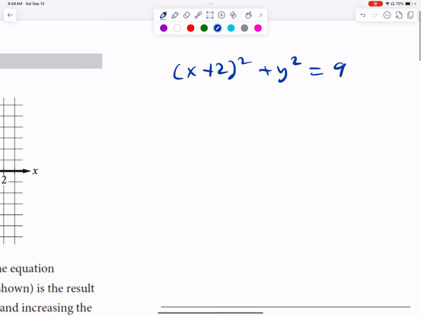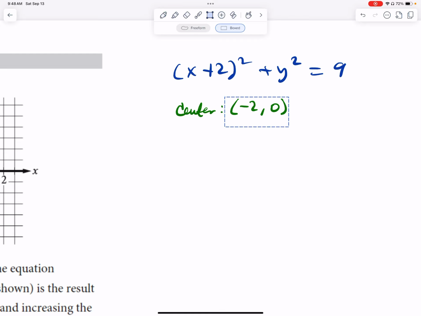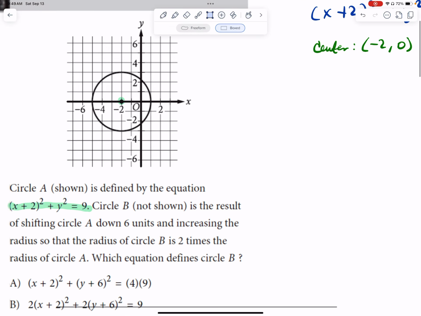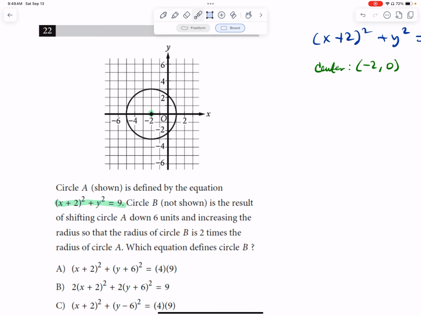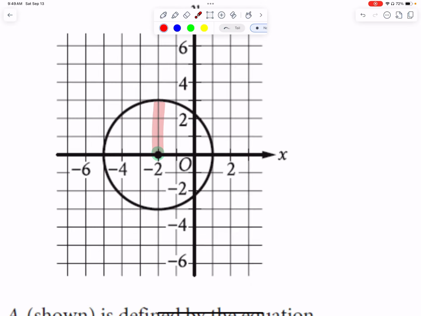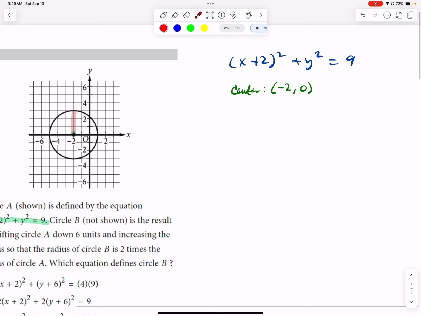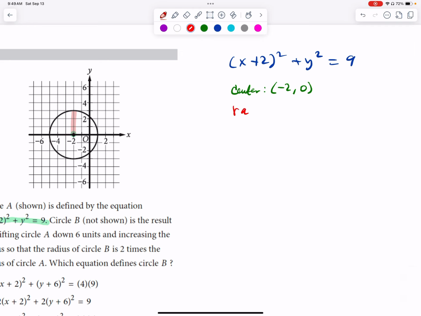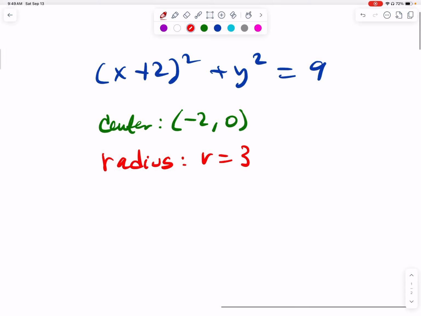So my center point is at (-2, 0), and I think that has something to do with the equation that we have right here. Then also, we have a radius, and it's pretty easy to count up the radius. I can see that it has exactly 3 units for the radius. That also has something to do with my equation. So my radius r is equal to 3, and that has something to do with one of the numbers currently in my equation.